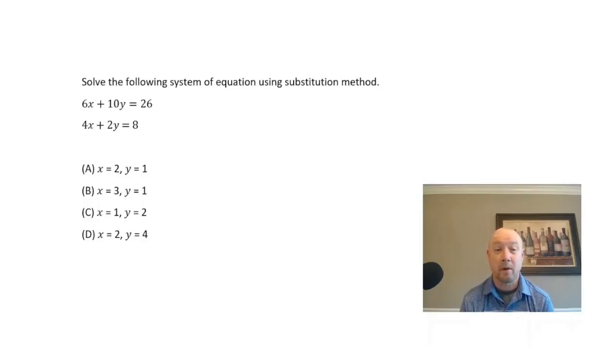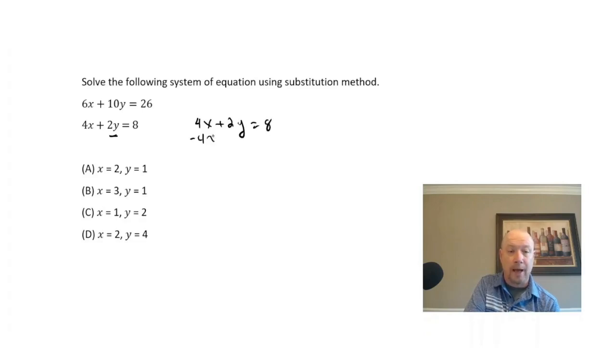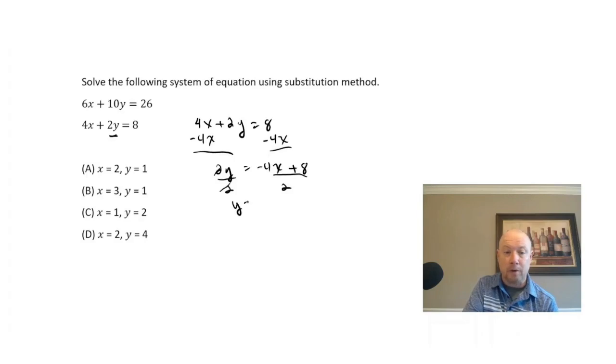Solve the following system of equations using the substitution method. 6x plus 10y equals 26 and 4x plus 2y equals 8. All right, so I'm going to look for the easiest variable to solve for out of these two equations. It looks like I'm going to try to get the y in the 4x plus 2y equals 8. So I'm going to subtract 4x from both sides, and I get 2y equals negative 4x plus 8. I'm going to divide both sides by 2, and I'll get y equals negative 2x plus 4.